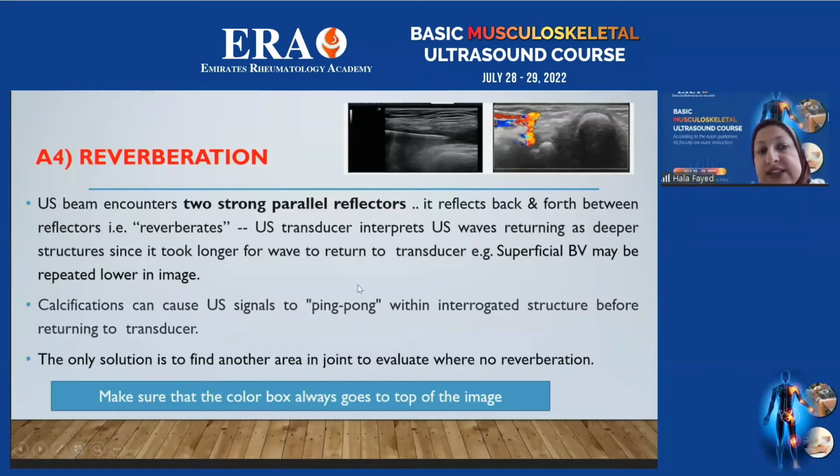Again, if there are calcifications, they can cause this ping pong or reverberation and will result in a reverberation artifact. The only solution in this case, if there is a calcification in some place, is to change the position where you are scanning to where there is no reverberation. And always make sure that the color box goes to the top, the superficial part of your image.